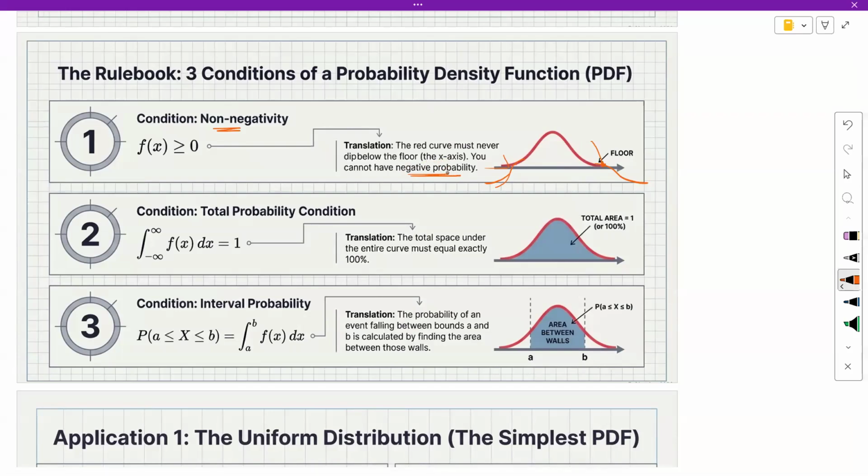Condition number 2, the total probability condition is 1. It takes any value, any large number, any lower number, right? The maximum area under the curve is 1. The total space under the entire curve must equal exactly 100%. The total area is 100%.